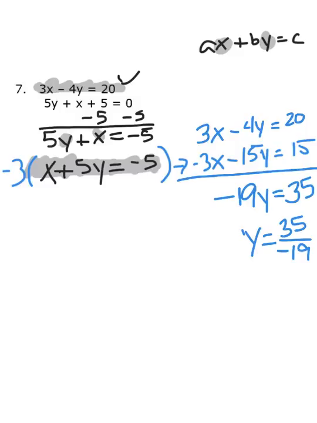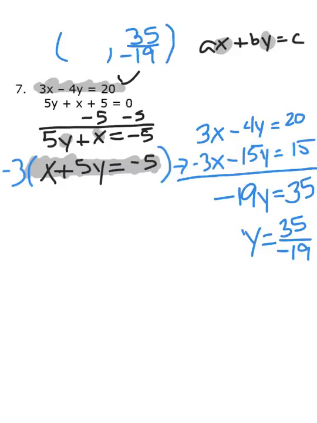Okay, from here I'm going to need to find the x value. So in our ordered pair, we know the y value is 35 over negative 19. By the way, you will see some decimals or fractions on your test tomorrow. They're okay. The process is still the same.